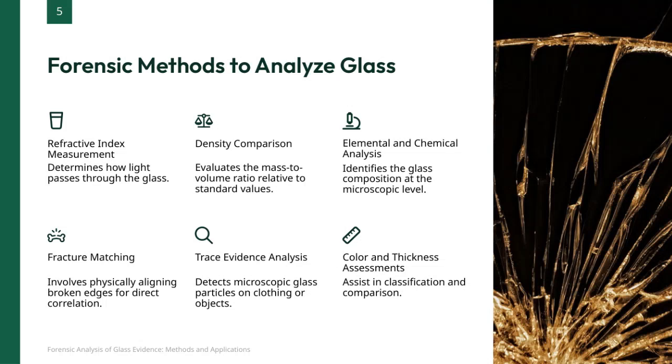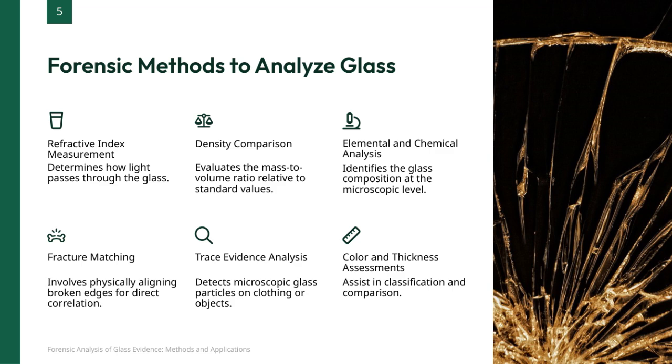When analyzing glass in forensic investigations, several methods come into play. First, refractive index measurement helps us understand how light passes through the glass, which can be a unique characteristic for identification. Then, density comparison is used to evaluate the mass-to-volume ratio against known standards, giving us another physical property to compare. Elemental and chemical analysis goes deeper, revealing the glass composition at a microscopic level, which can be crucial for distinguishing between samples. Fracture matching is more hands-on.